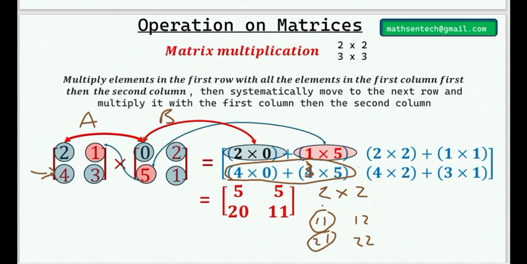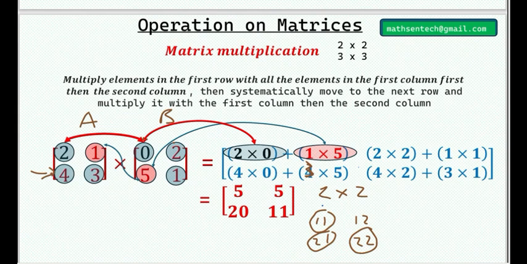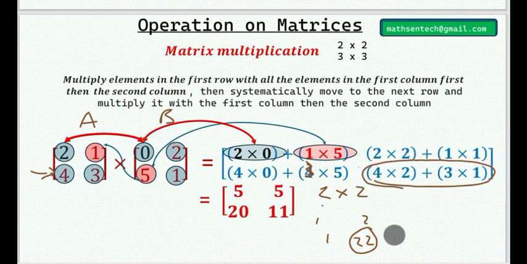Then you go to the last one, position 2 2. Position 2 2 is right here. Position 2 2 means the second row, the second column of the second matrix. So that is going to give you 4 times 2 plus 3 times 1. And of course you're going to get this one right here. That's what you get there. So that's how to multiply that.